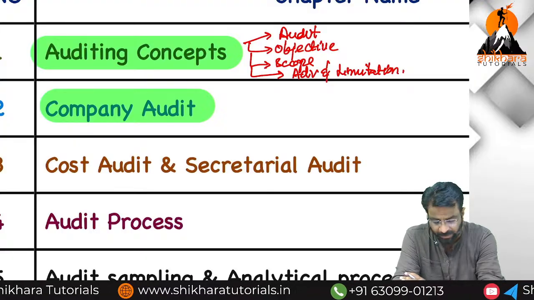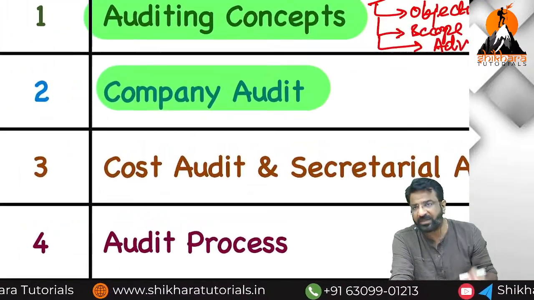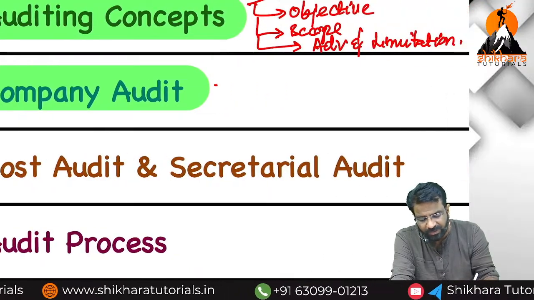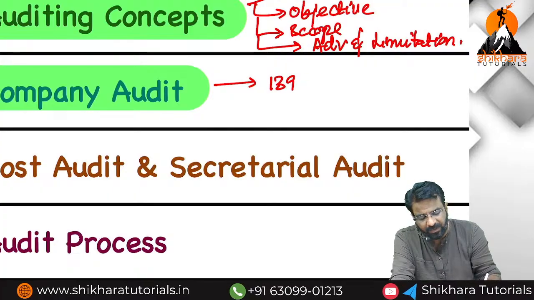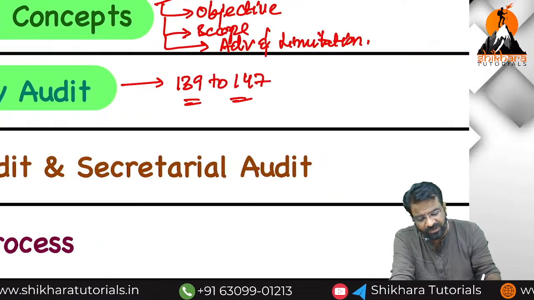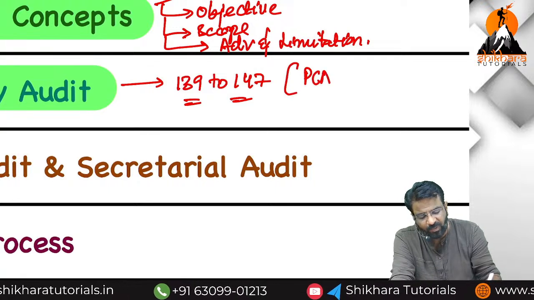Now, coming to chapter number 2, what is the name of the chapter? Company audit. In company audit, we are going to learn section number 139 to section number 147. It means in the whole chapter, we are going to learn everything about whom?